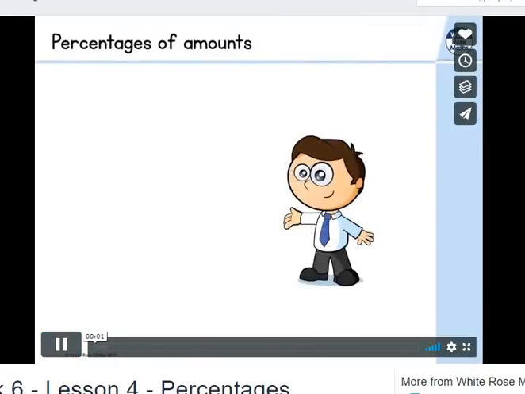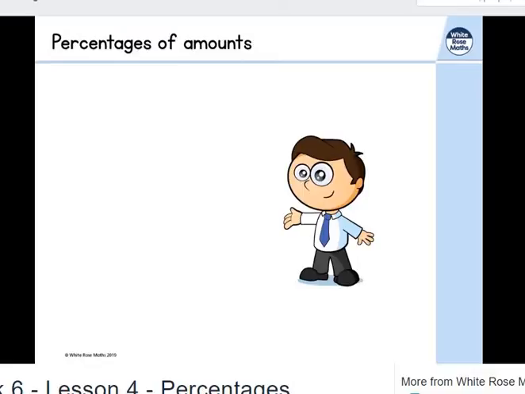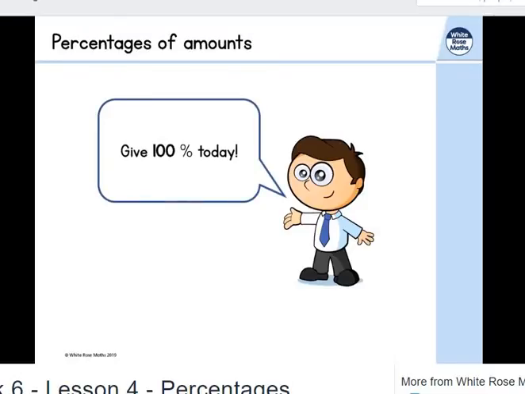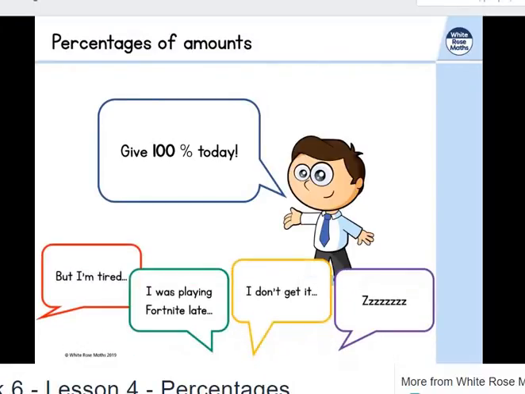Hello there, welcome back. Today we're going to look at finding percentage of amounts. And we've got a teacher here. He's saying to his class, give 100% to everybody. But as any teacher would expect, the responses he was getting probably weren't the ones he was expecting to get. But anyway.